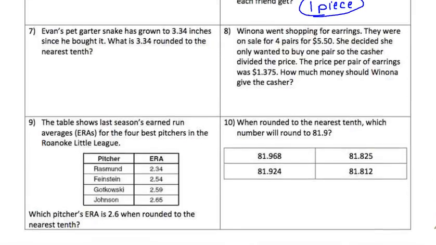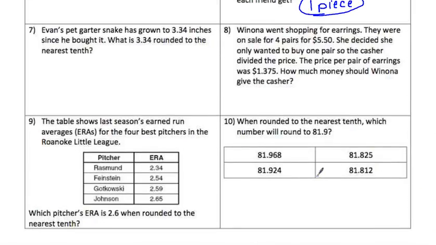Finishing up that page, Evan's pet garter snake has grown to 3.34 inches since he bought it. What is 3.34 rounded to the nearest 10th? Well, the 10th place is that 3 right there. Look behind with the 4. The 4 is not 5 or above, so it's just 3.3 inches.